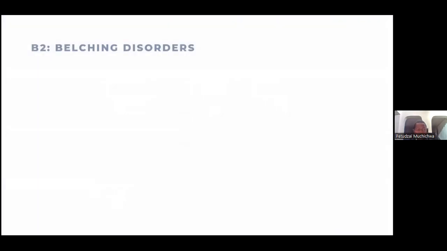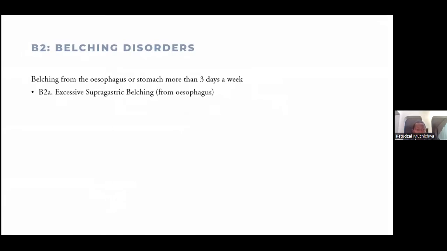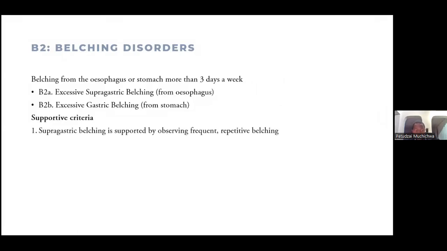Next group in the gastroduodenal disorders are the belching disorders. Belching from the esophagus or stomach for more than 3 weeks, more than 3 days a week, is required to make a diagnosis. Divided into two, B2A and B2B: excessive supragastric belching, which is from the esophagus, or excessive gastric belching, where the contents will be coming down from the stomach.